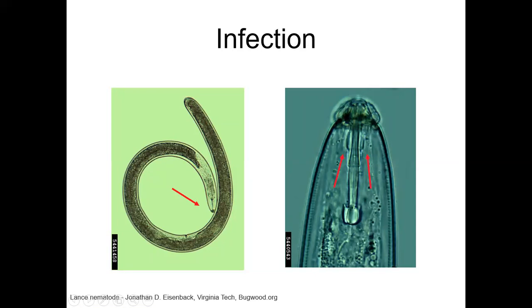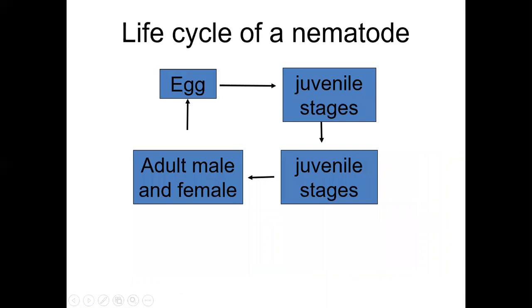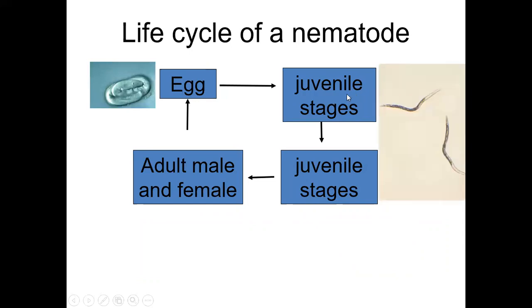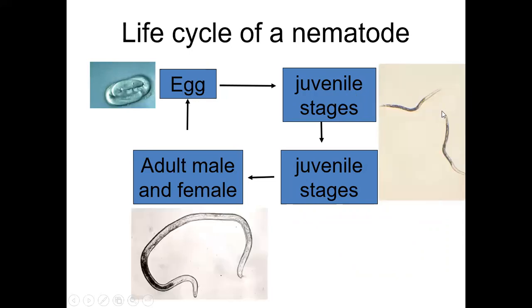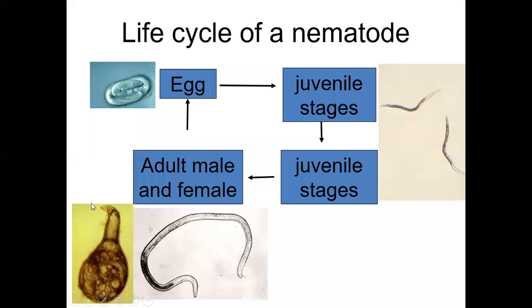So, okay, here's where I got ahead of myself. So, okay, so the life cycle of the nematode, basically the egg comes in and then it hatches. This is the juvenile stage. Then we have the adult male or female. There we go. So that's basically your life cycle of the nematode.